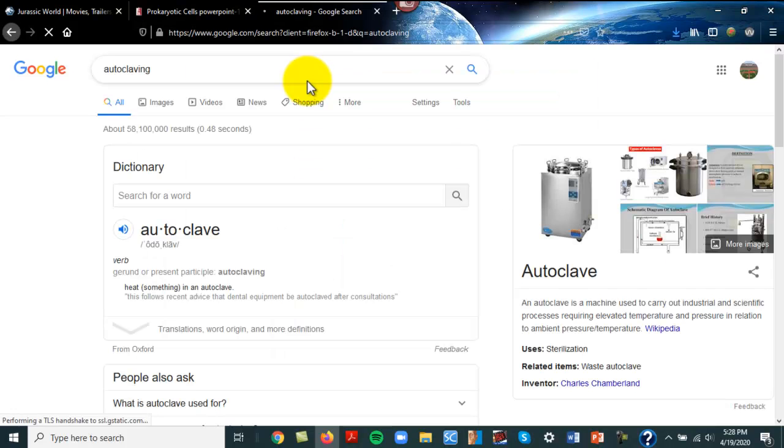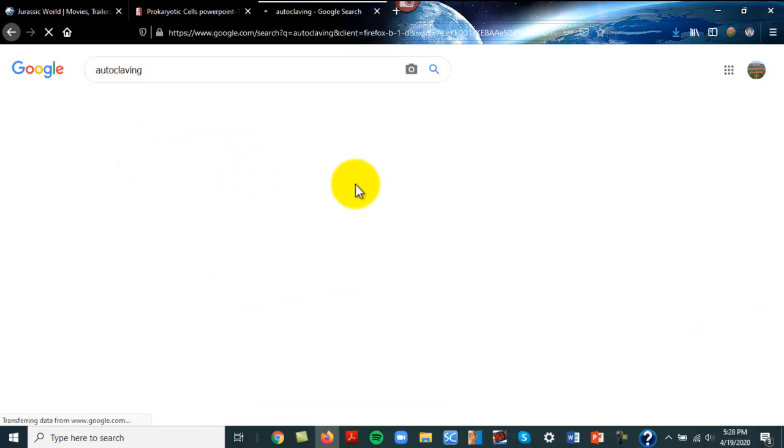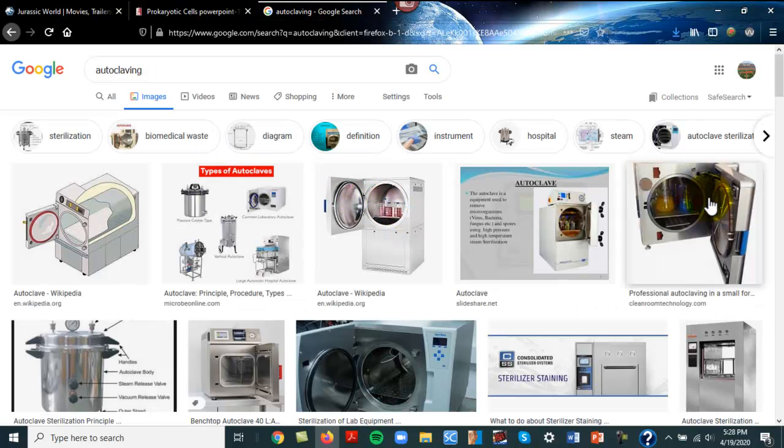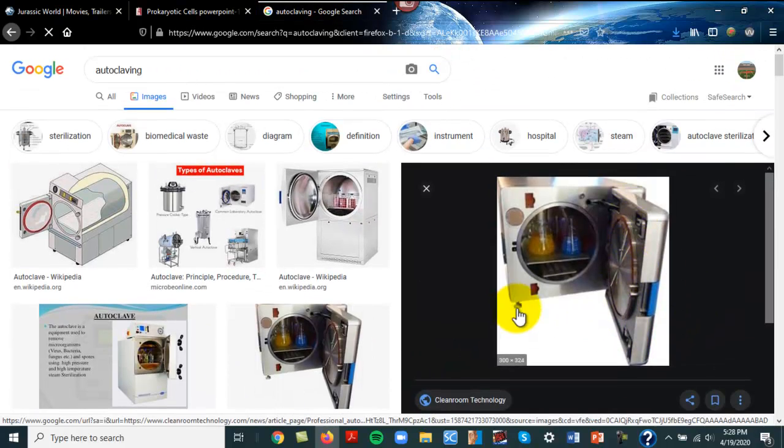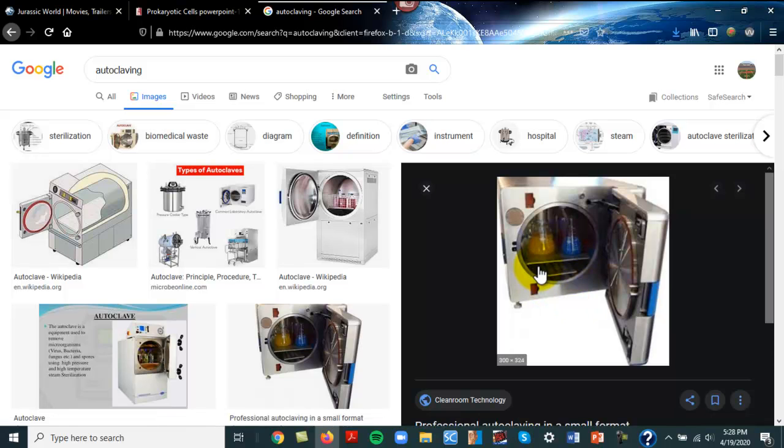I should have already had that pulled up. If you don't know what an autoclave is, there's one. Hopefully this is big enough. That's not a very big one. Those are actually flasks, and that's probably some kind of media that they're making to grow microbes. But see, you close the door. It uses steam and very high temperature.